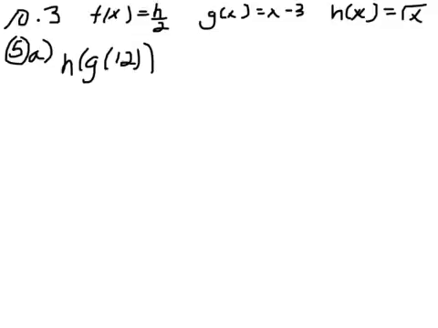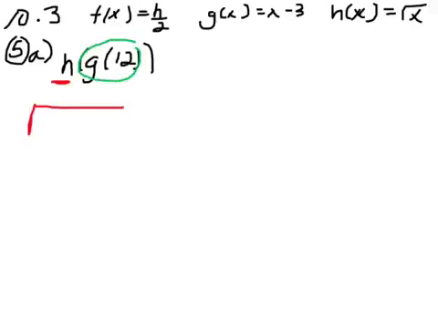Okay, what we're doing here is composition of functions. When you see this, here's what it's telling you to do. First of all, you're going to plug something into the outer function h of x. And h of x is the square root of something, right? What are you going to plug into it? What is in parentheses? It is g of 12.